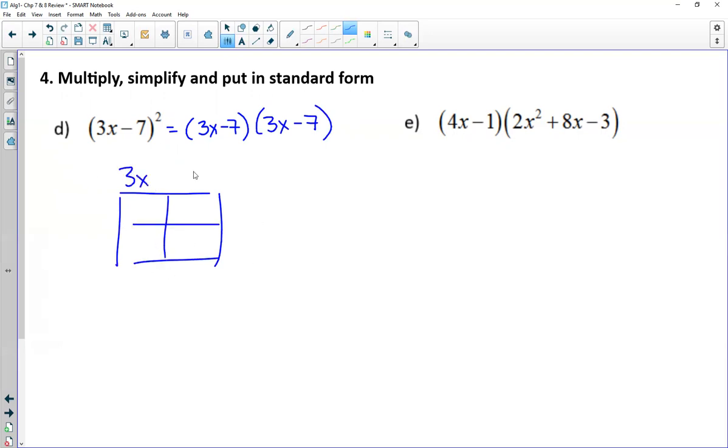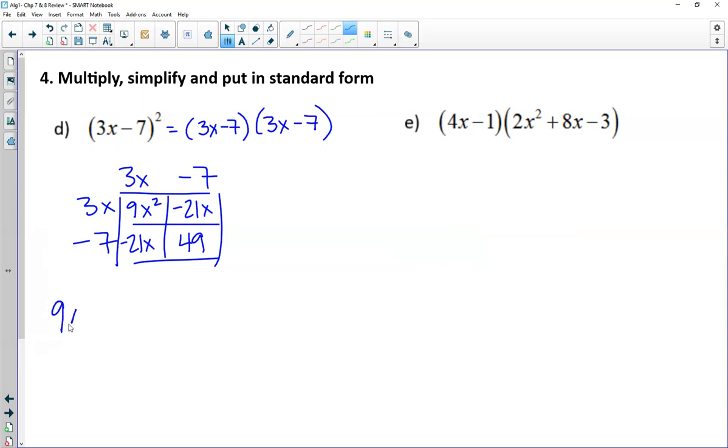So I have 3x, negative 7. I have 3x, negative 7. 3 times 3 will be 9. X times x will be x squared. 3x times negative 7 will be negative 21x. 3x times negative 7 will be negative 21x, and negative 7 times negative 7 will be positive 49.